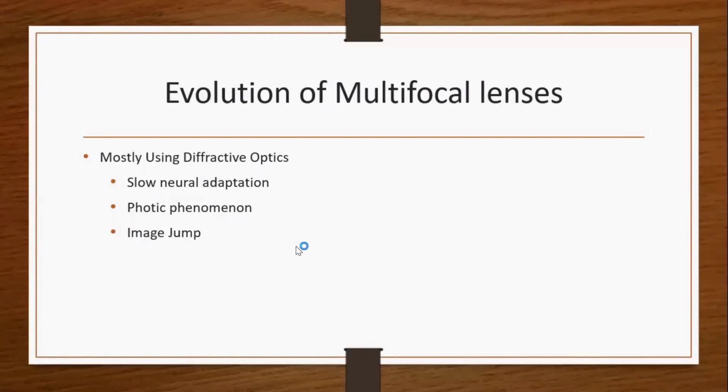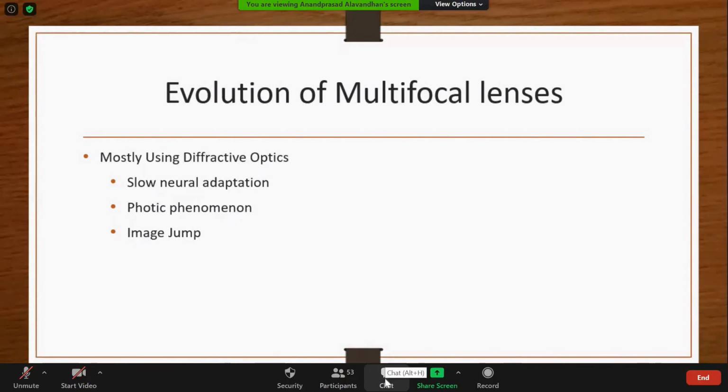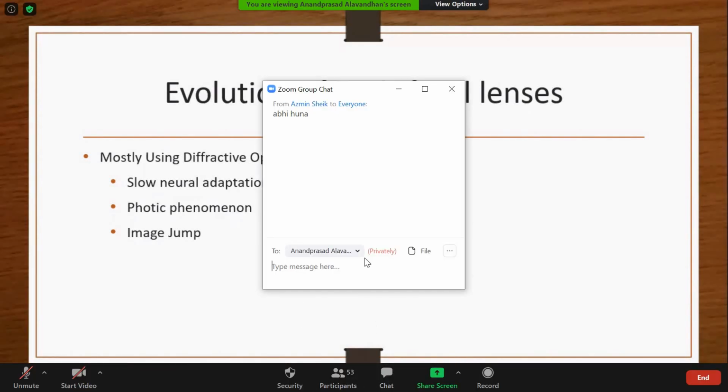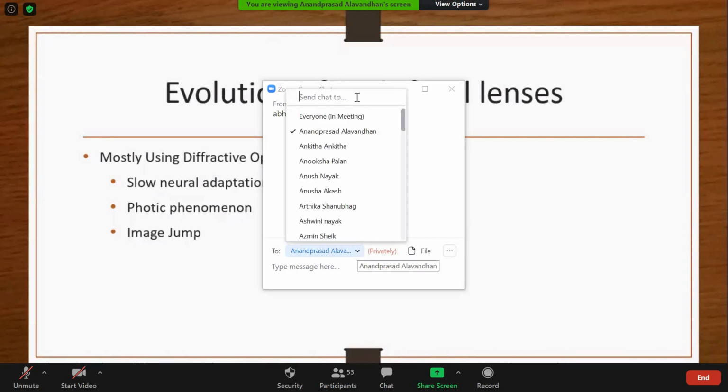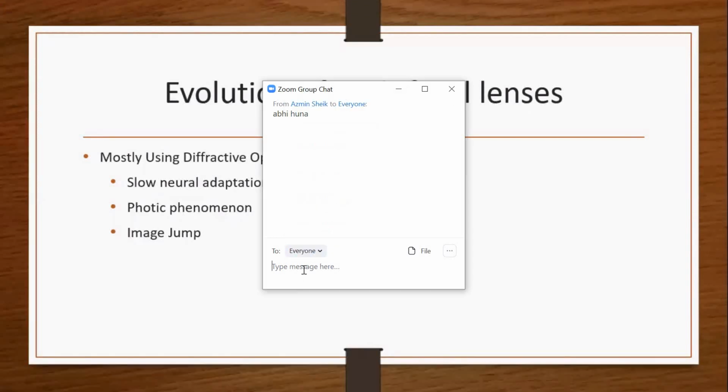Whenever the patient is driving a car at night, they will feel a lot of glare. So many of the doctors are not happy with diffractive optics. Even though the vision will be very good for distance, intermediate and near, patient satisfaction will be very low in diffractive optics. And the brain adapting to the lens takes a longer time in a diffractive lens than the other multifocal lenses.